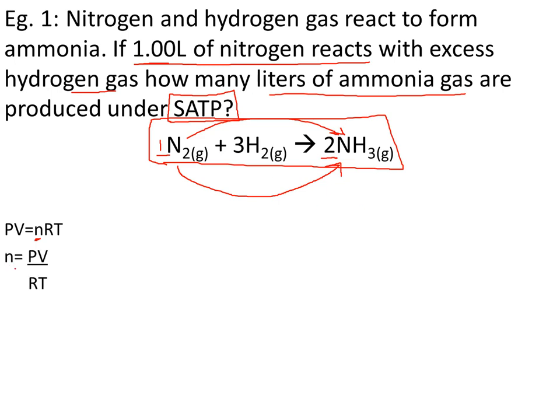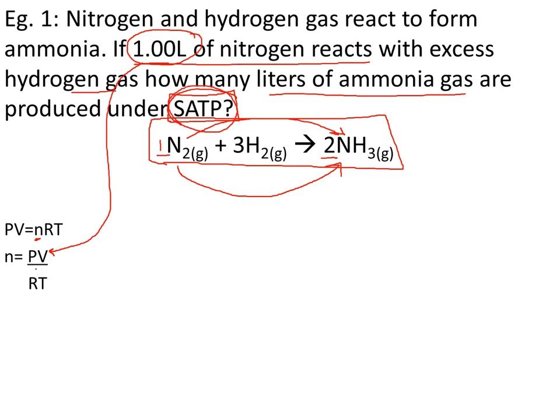So we can solve for the number of moles by rearranging the equation and plugging in the values that we have. We have our 1 liter here. That's going to be going in for volume. Our pressure, remember this is SATP, so standard ambient temperature and pressure.